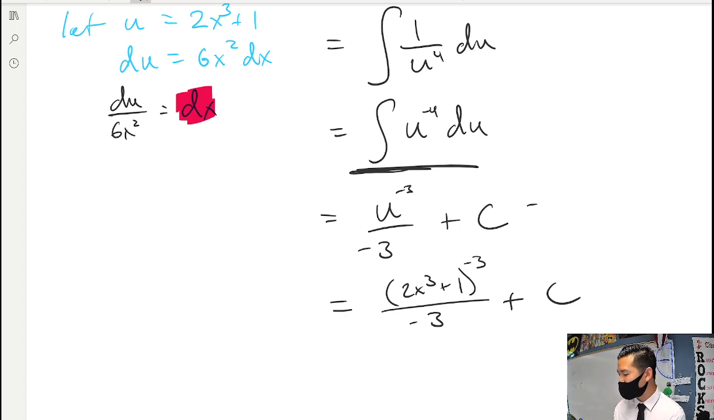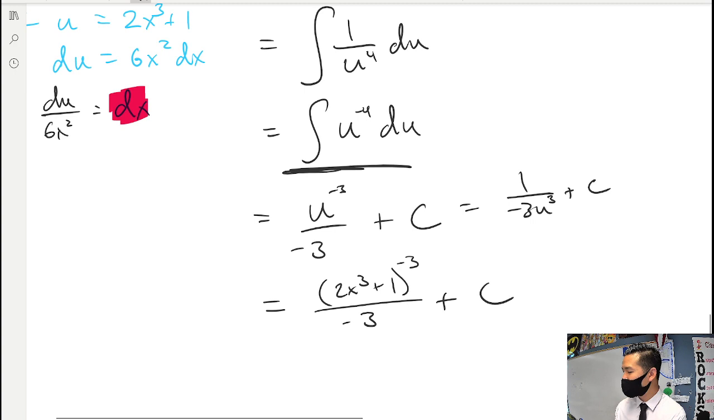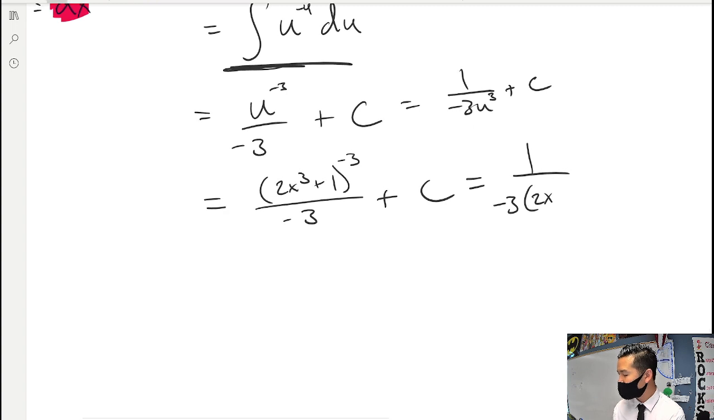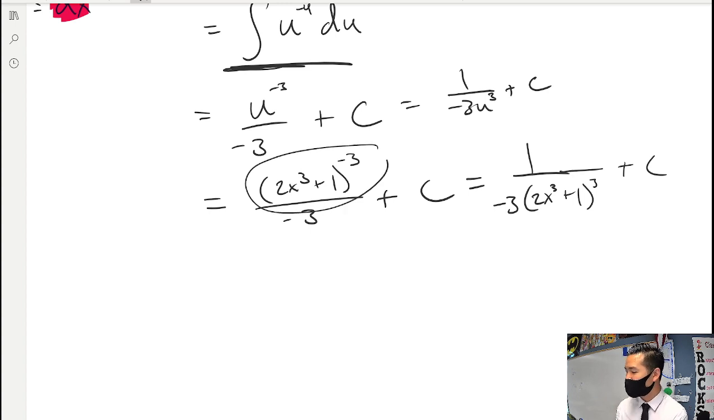If you had rewritten this as 1 over negative 3 times u to the 3rd plus c, like that, you could do it that way as well. You'll get the same answer. This would be 1 over negative 3 times 2x to the third plus 1 to the third plus c. These two are the same thing, just one's in the top and one's in the bottom. Which one's more correct?